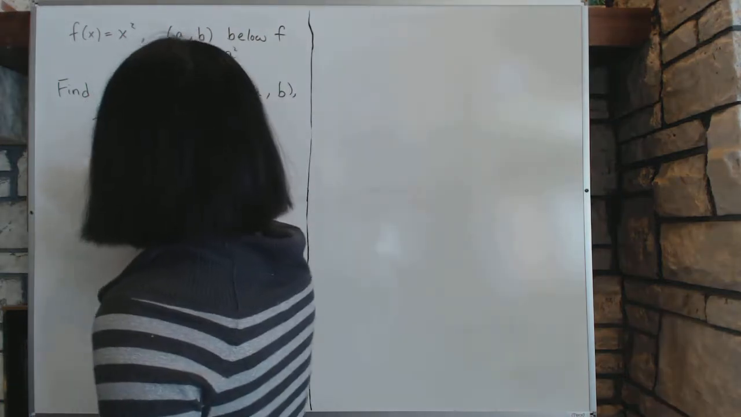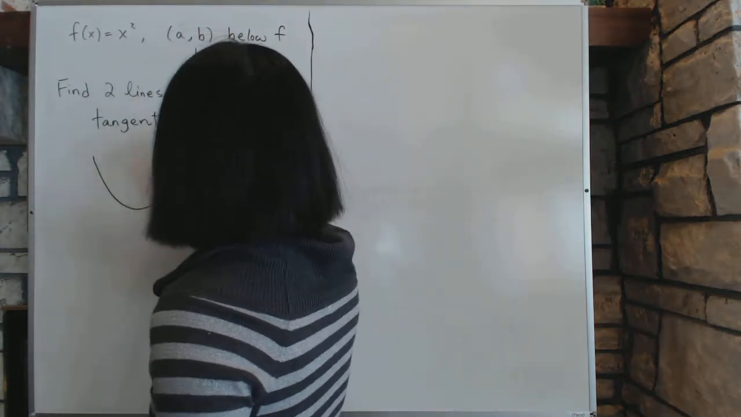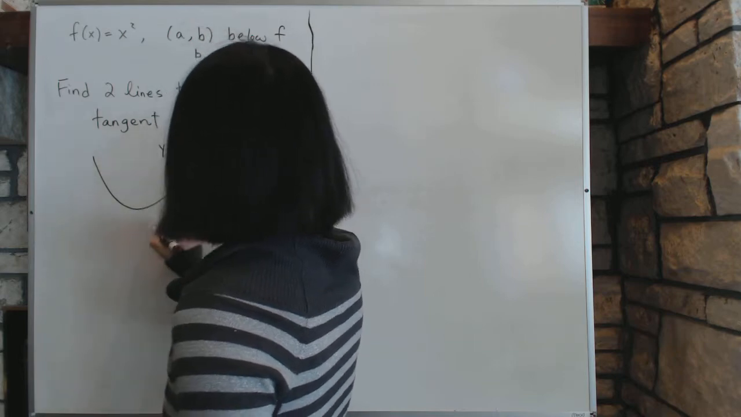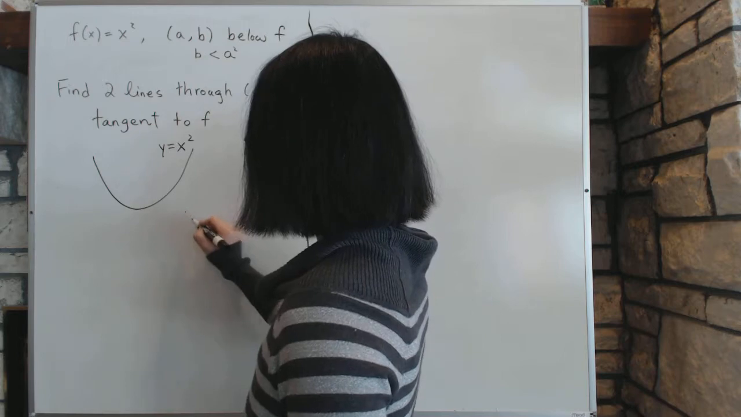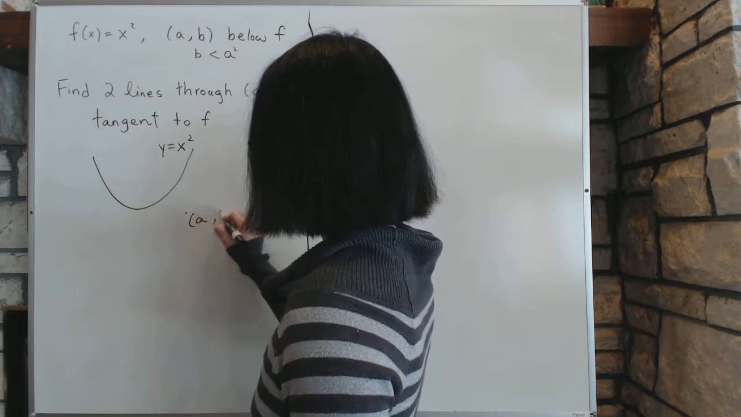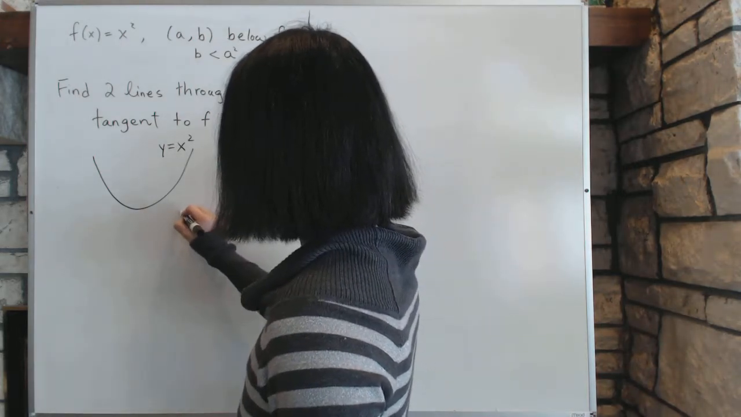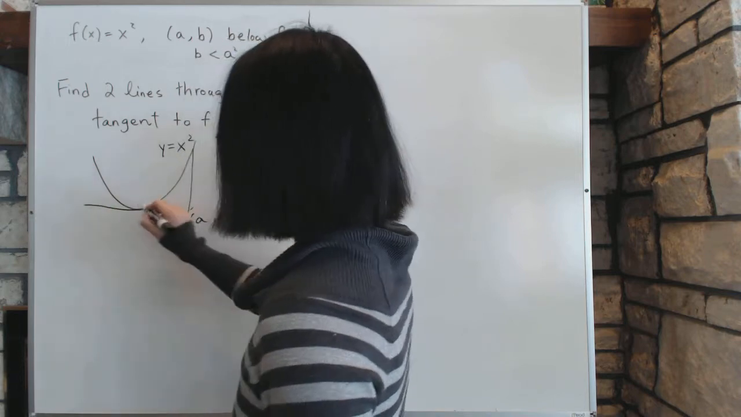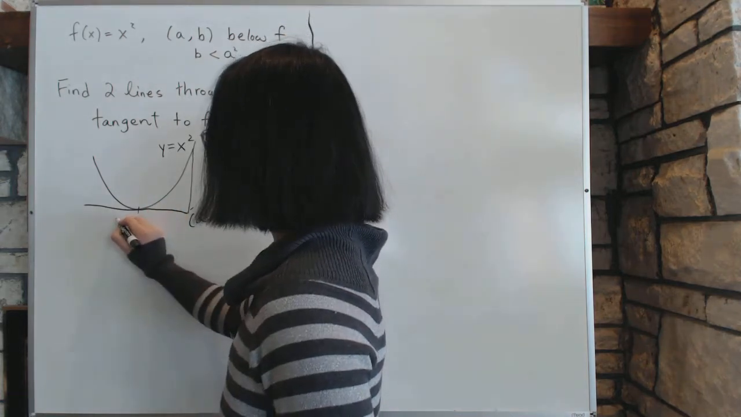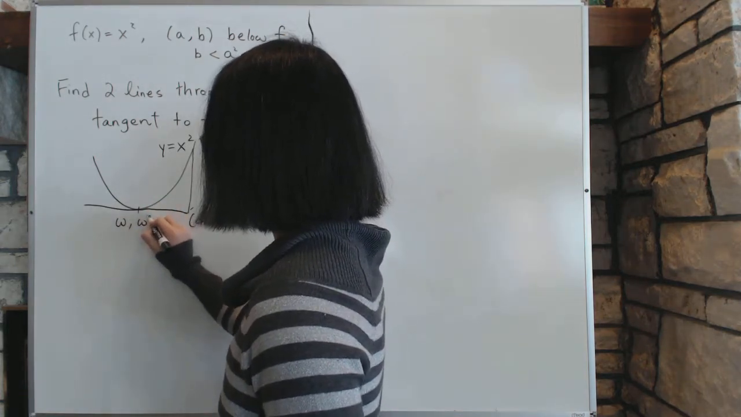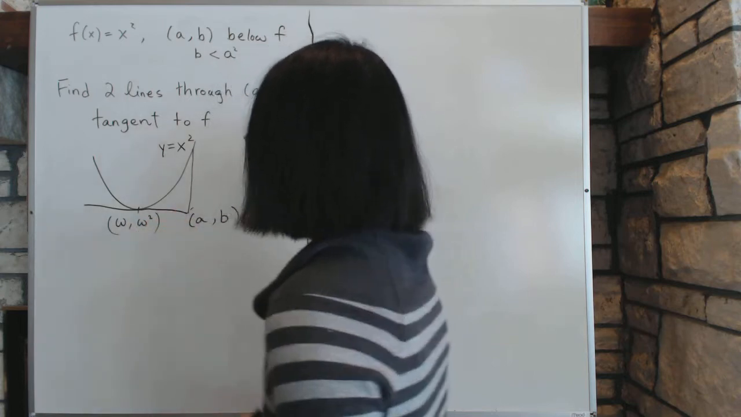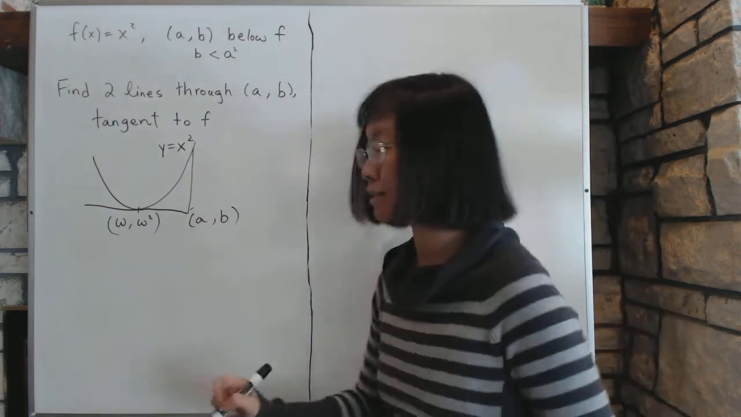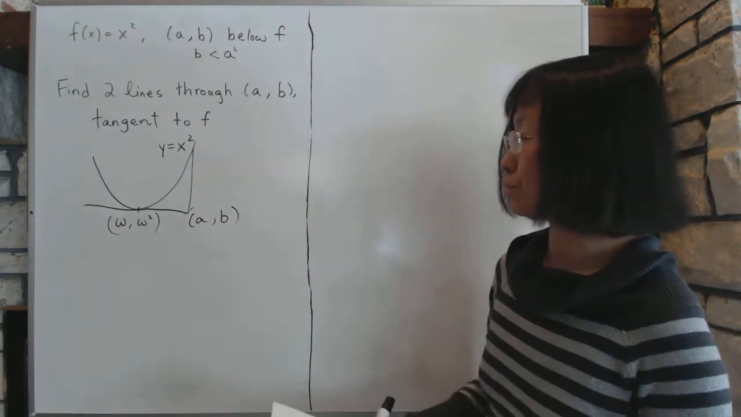So here's the parabola, y equals x squared, and then we have some point that's under the parabola. Let's say this is (a, b), and we need to draw that tangent line that goes through the point and touches the parabola. It touches at a certain point, and we will call it (w, w squared). We're trying to figure out the equation of the two tangent lines. In doing that, we need to figure out what w and w squared are.